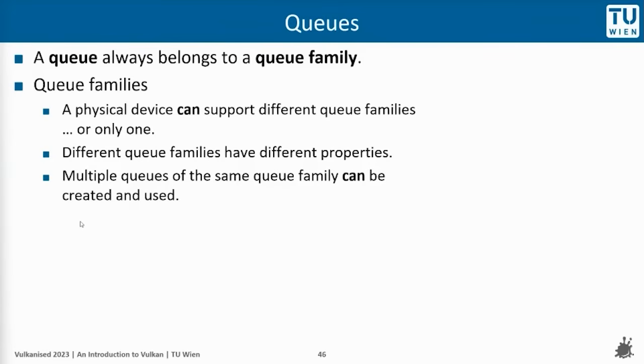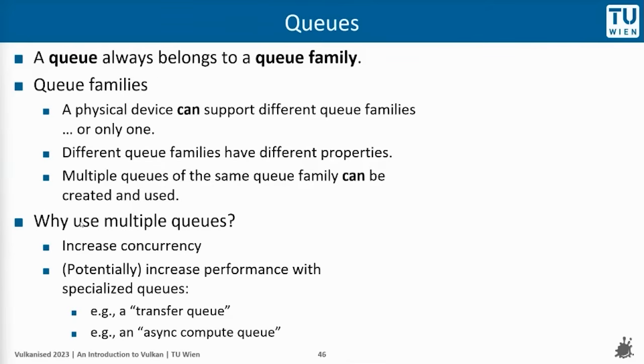Different queue families can support different operations. So you might have heard of the async compute queue, maybe, which is specialized for compute operations. There can also be, depending on your device, a transfer queue, which is specialized for transfer operations. So transfer operations might be really fast with specialized transfer queues, and compute operations might be pretty fast with an async compute queue. So this is what different queue families are there for.